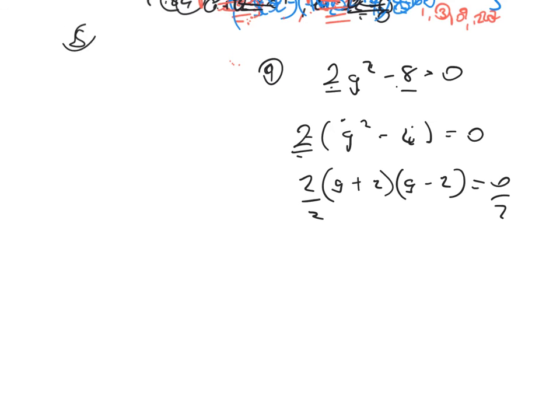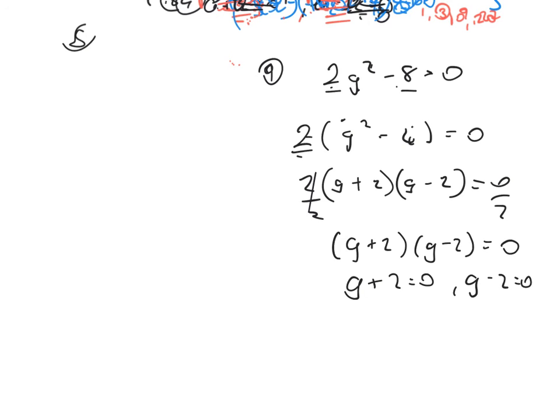Okay, divide both sides by 2, gets rid of that. G plus 2 bracket G minus 2 is equal to 0, divide by 2, which is 0. G plus 2 equals 0, or G minus 2 is equal to 0. So that's G equals minus 2, or G equals 2. Okay, last one. Right, so let's go 5t squared minus 45 is equal to 0.